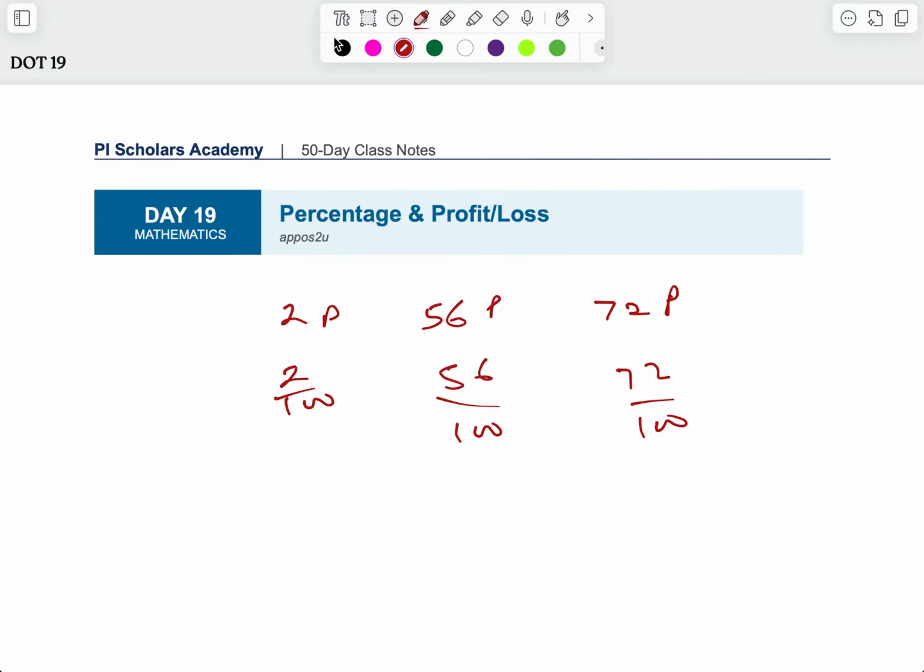From here, you can see that most percentages can be represented in decimal form. All you have to do is divide that number by 100. Once you divide it by 100, you are saying the same thing. So 0.02 is the same thing as 2%, 0.56 is the same thing as 56%, and 0.72 is the same thing as 72%.